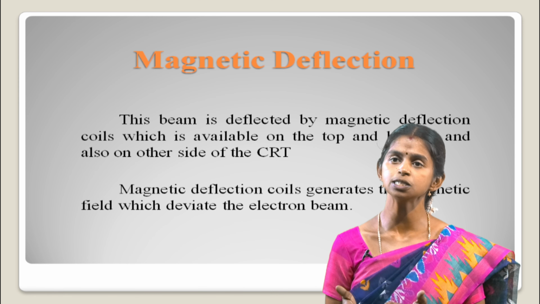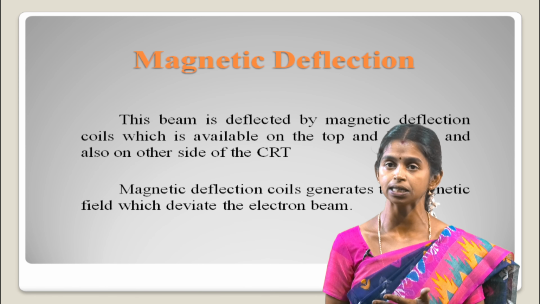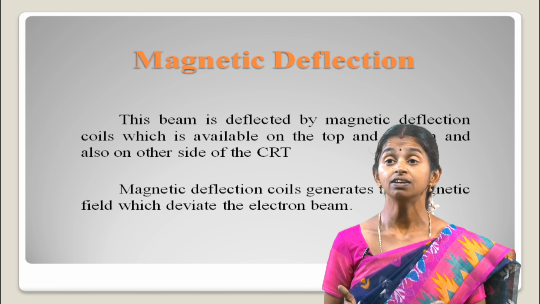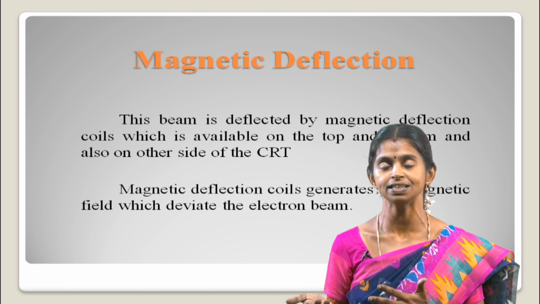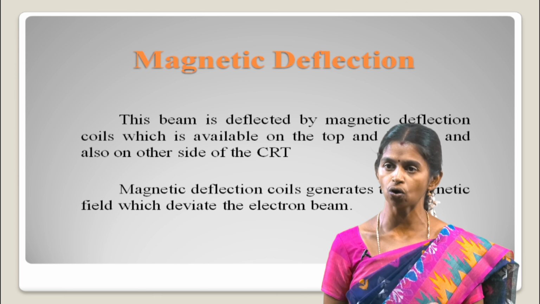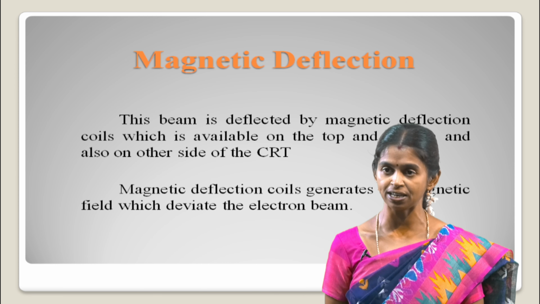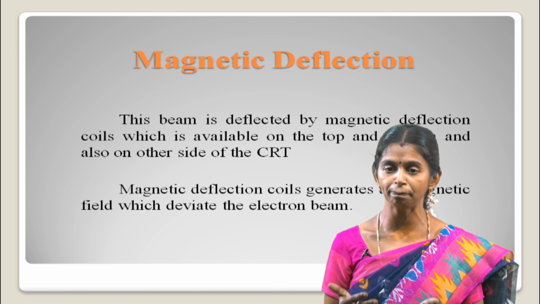Magnetic deflection. This beam is deflected by magnetic deflection coils, which are available on the top and bottom and also on the other side of the CRT. Magnetic deflection coils generate the magnetic field which deviates the electron beam.